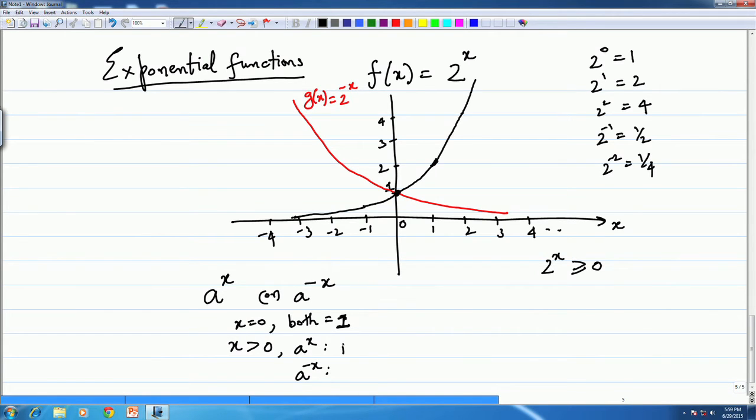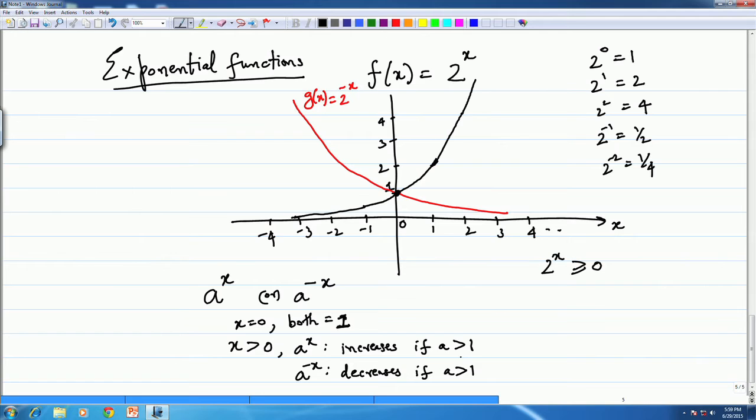Okay, a power x increases exponentially, or very quickly, if a is greater than 1, and a power minus x decreases very quickly, falls off to 0 very quickly, if a is greater than 1. So 2 is clearly an example where a is greater than 1. So, this is what is going to happen.